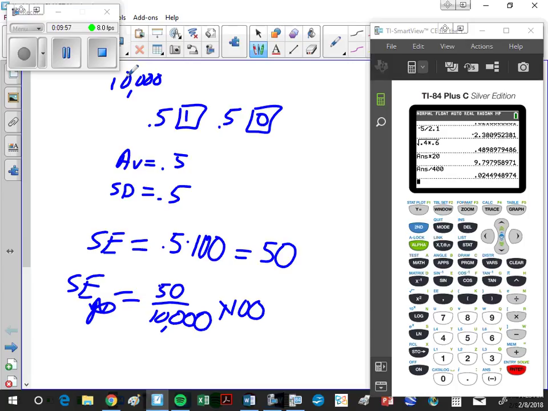Yeah, it's not the first one because it's not actually 50%. The SD is 0.5. The SD is not a percentage. The SD is a distance, an average distance. Yeah, they're the same thing, but the SD is not a percentage.